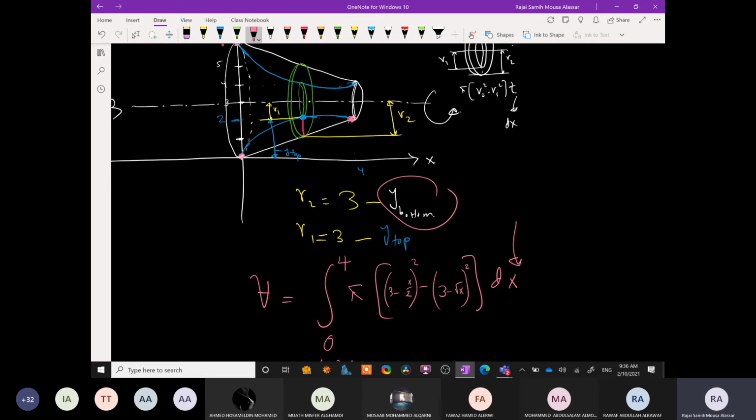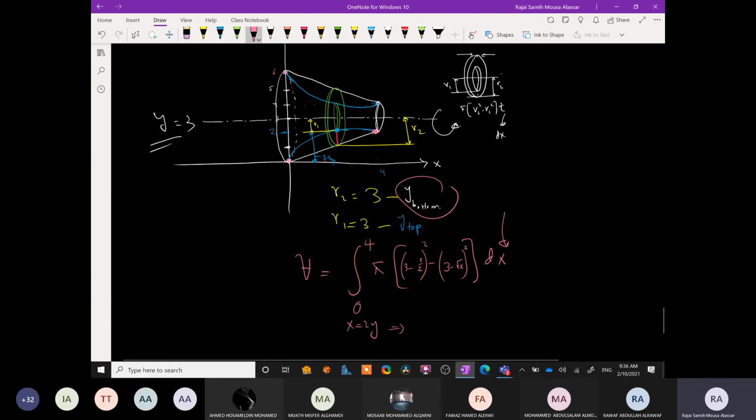Okay. Let me rotate this same problem. Do we have time? Yes, we have time. I will rotate this about x equal 4. Okay, I'll do the same problem about x equal 4.